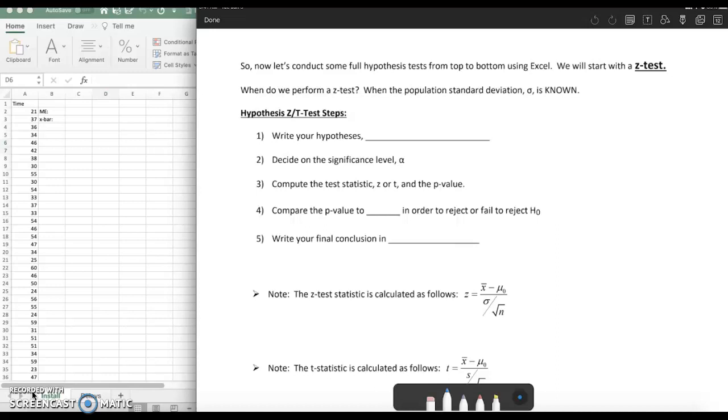Now, regardless of which one of these tests you end up performing, the basic 5 steps are the same. First, you're going to write your hypotheses, that's the null and the alternative. Decide on your significance level alpha. If you're really performing one of these, you decide. For us, we're going to use whatever they tell us to use. Compute either the z or the t test statistic and the p-value. Compare that p-value to the chosen alpha in order to reject or fail to reject the null. And then write your final conclusion in context.